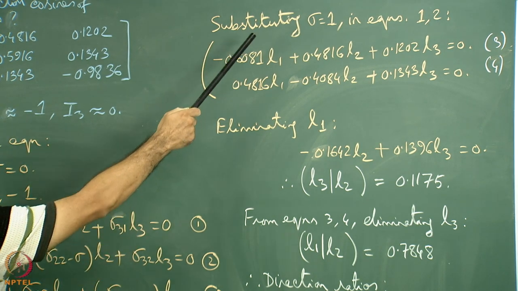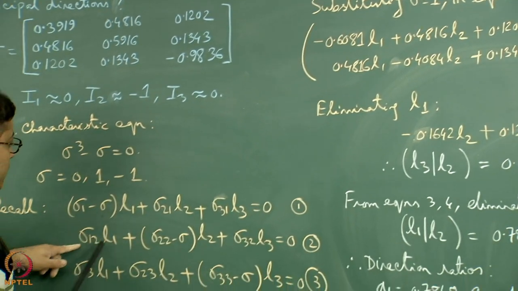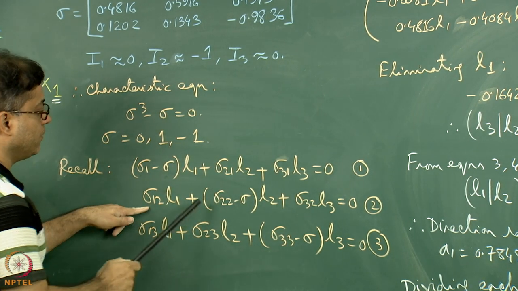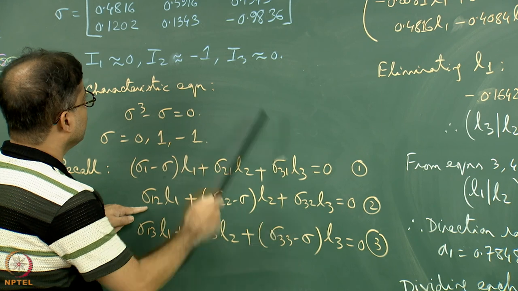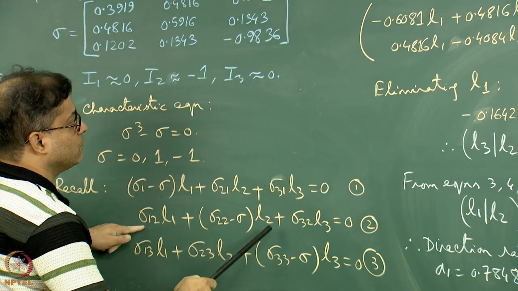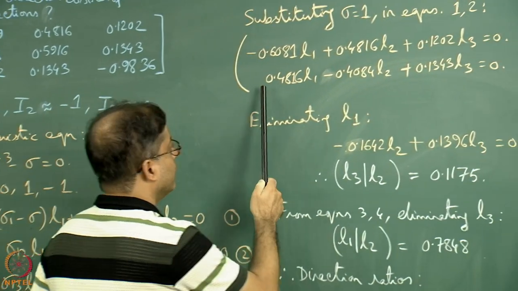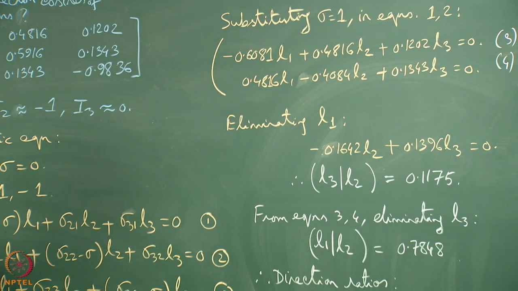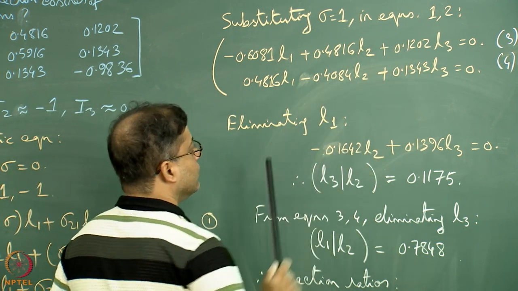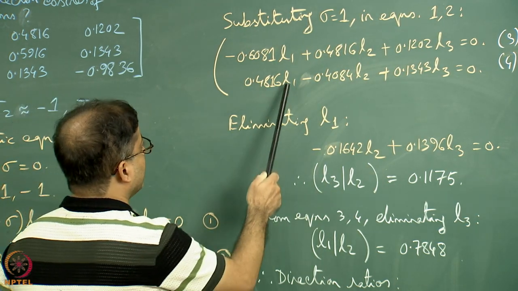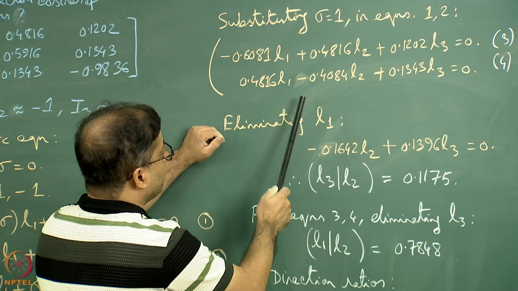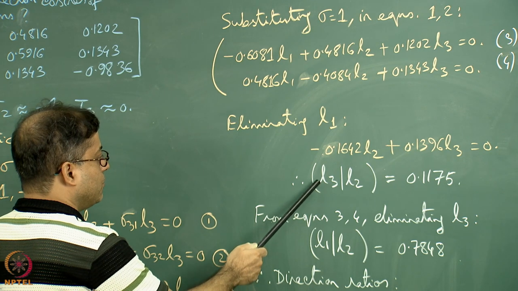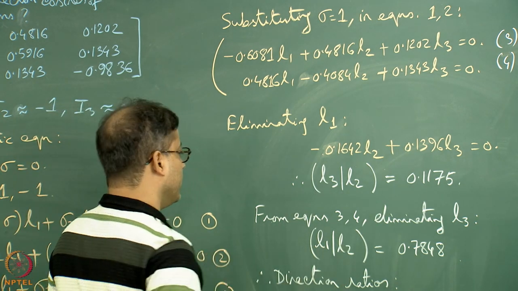Similarly, put sigma equal to 1 in this equation 2. That means here I put it equal to 1. Now I also know the sigma 12, sigma 22 and sigma 32 values from the matrix. Once those are input, then we get this equation 4. Now this equation 4 has three unknowns L1, L2 and L3. But what can be done is that L1 can be eliminated. Once that is done, we get a relationship between L2 and L3. From there, find out the ratio L3 divided by L2 as that number.